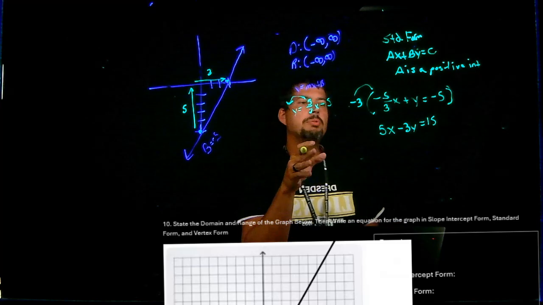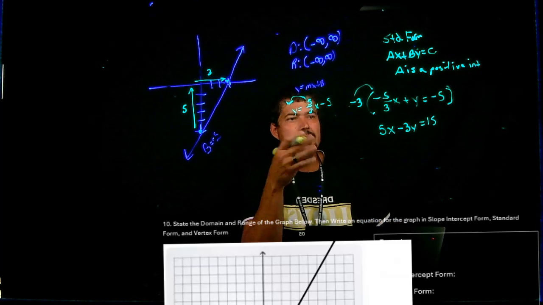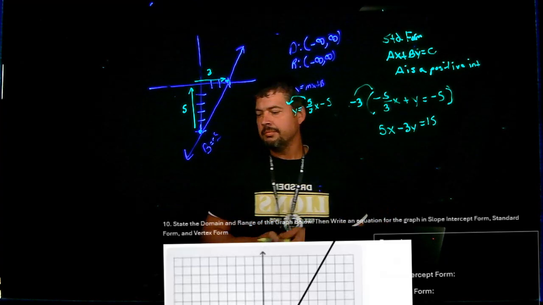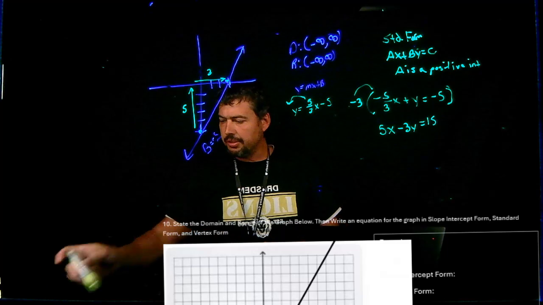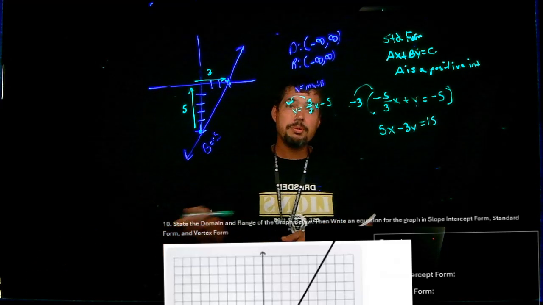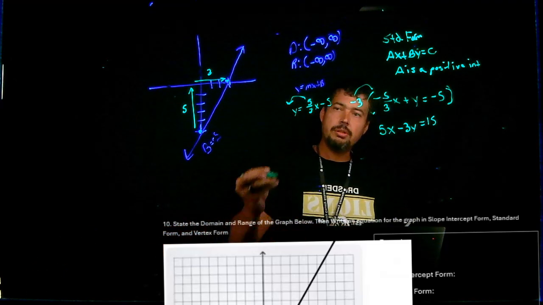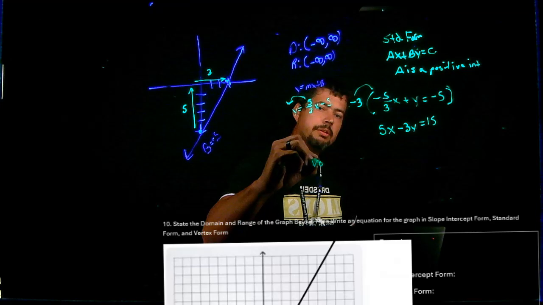The next move is to do vertex form. This is going to be one of those that ain't much fun. But, you know, I'm supposed to challenge y'all. I'm not supposed to get a whole bunch of easy work. You're supposed to be challenged. So we're going to pull that 5/3.